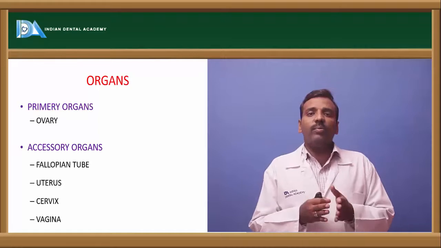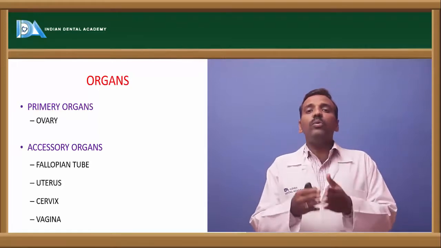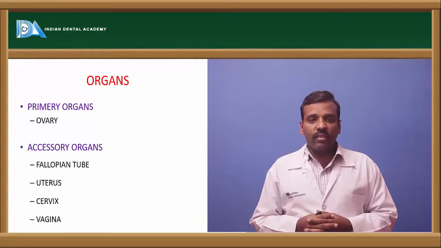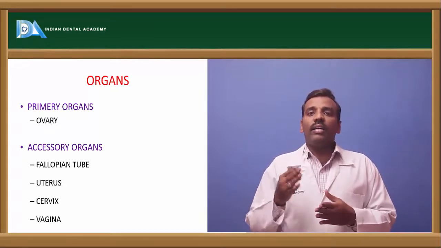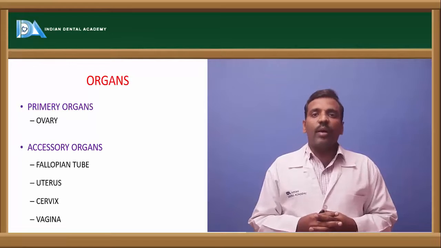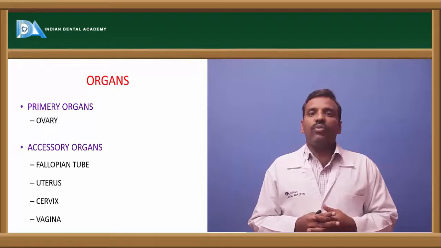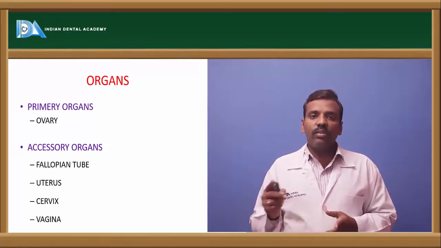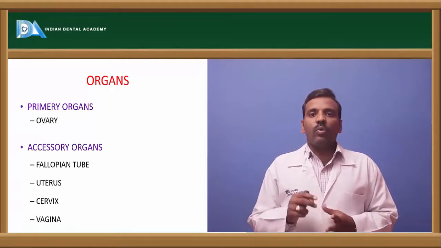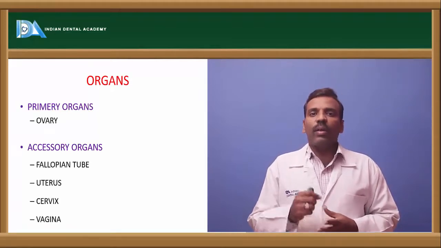Ovary is a female reproductive organ which produces the gametes. In that sense, ovary is a gonad which produces the gametes. In the female reproductive system, the gamete is the ovum. Ovum is the gamete in the female reproductive system. That primary organ produces this gamete, so the ovary is the primary organ.